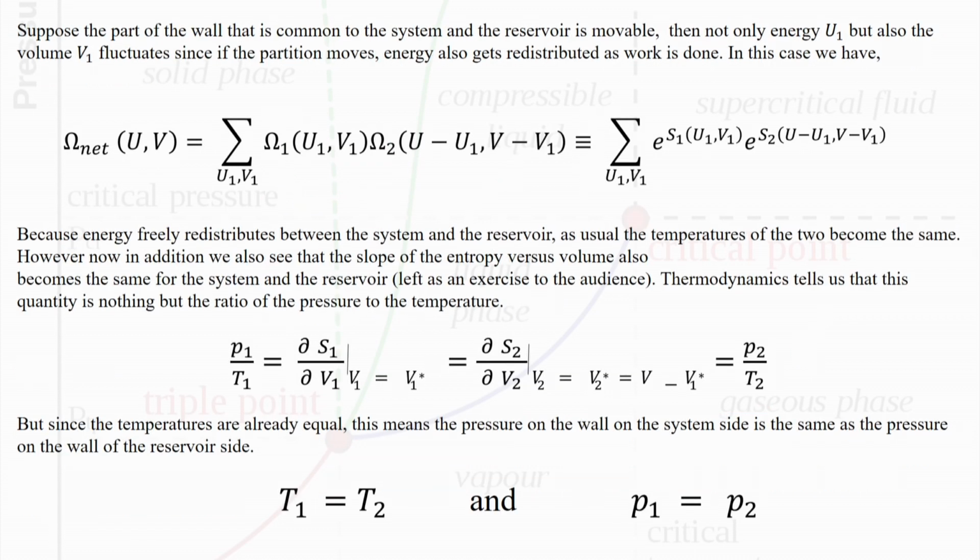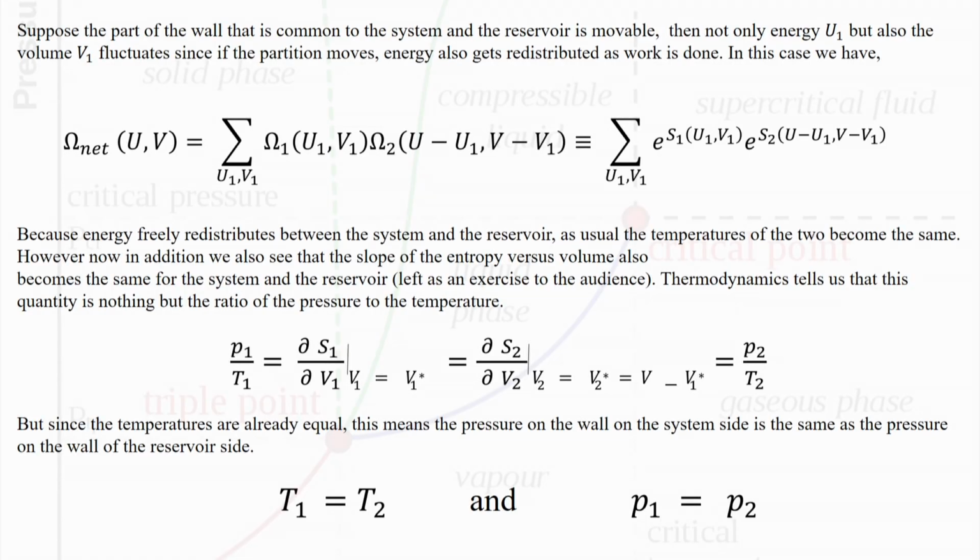I told you that if you now start allowing for the walls of the container to be flexible, so that it can compress and expand, then naturally because work gets done, energy also gets exchanged. So we are compelled to imagine that not only the volume, but also the energy fluctuates, but the total energy of the combined system of the reservoir and the system of interest remains fixed, and so does the total volume. Now you can ask the same question about what is the most probable volume of the system and what is the most probable energy of the system.